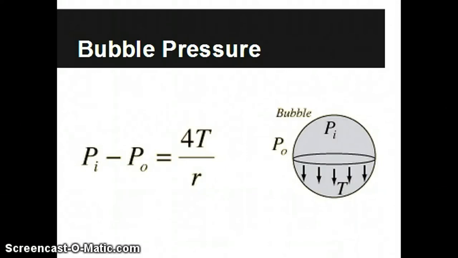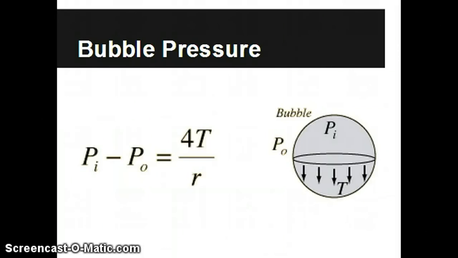Next, we will be talking about bubble pressure. The pressure difference between the inside and outside of a bubble depends upon the surface tension and the radius of the bubble. The relationship can be obtained by visualizing the bubble as two hemispheres and noting that the internal pressure, which tends to push the hemispheres apart, is counteracted by the surface tension acting around the circumference of the circle. For a bubble with two surfaces providing tension, the pressure relationship is pressure inside minus pressure outside equals 4 times the surface tension divided by the radius.